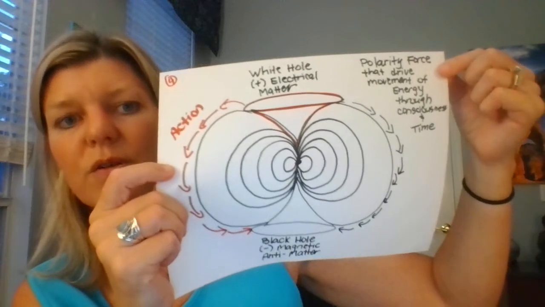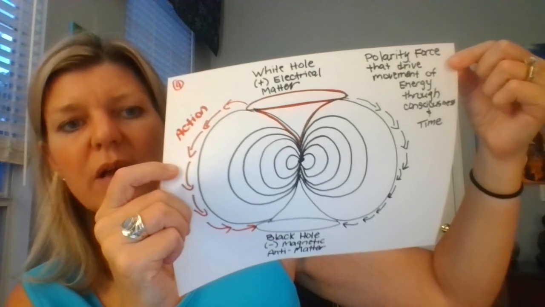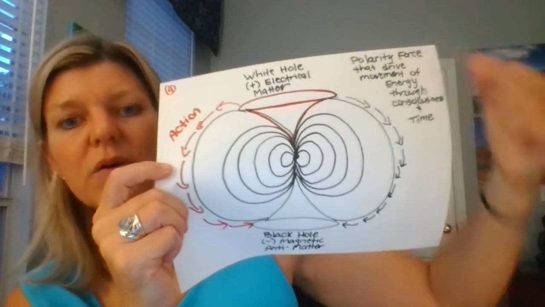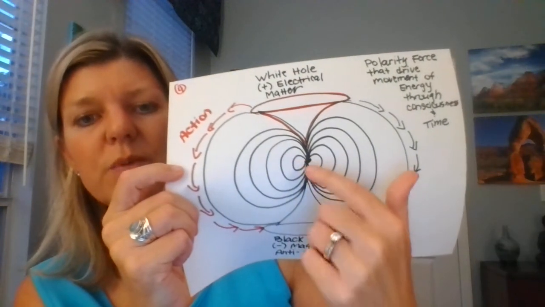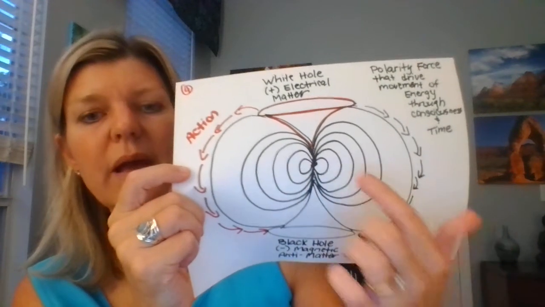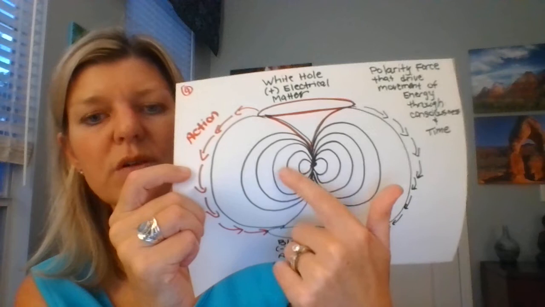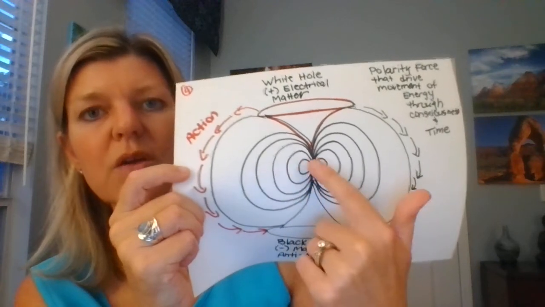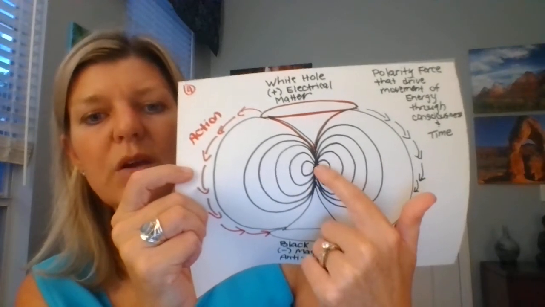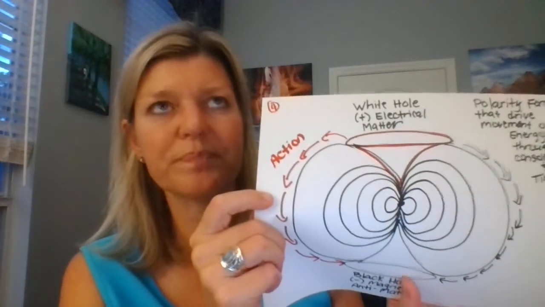So it's the polarity forces that drive the movement of energy through consciousness and time. Okay, so time is an element within this because, again, your consciousness is sitting in a certain space-time vector, and at any point, depending upon your vibration, so this is kind of one vibration, another vibration, another vibration. Depending upon your frequency will dictate your placement here or here or here, so that's the whole concept of it.